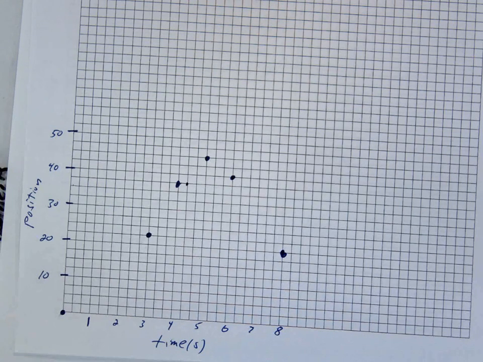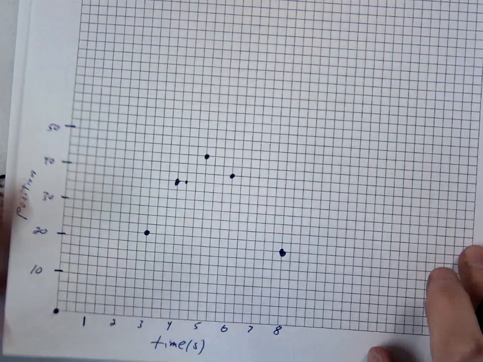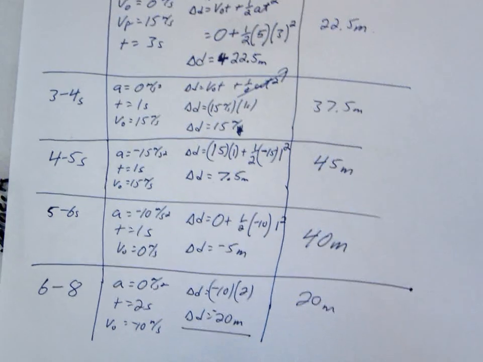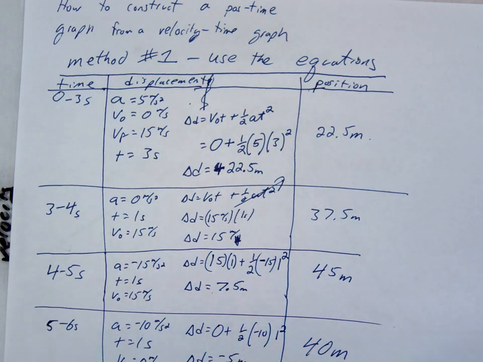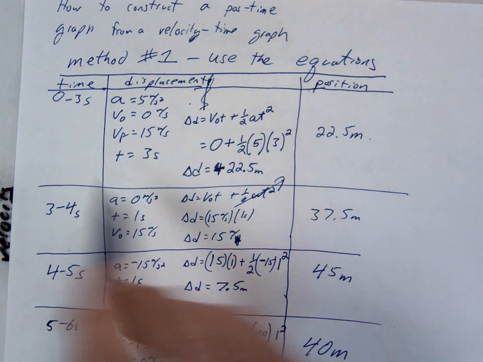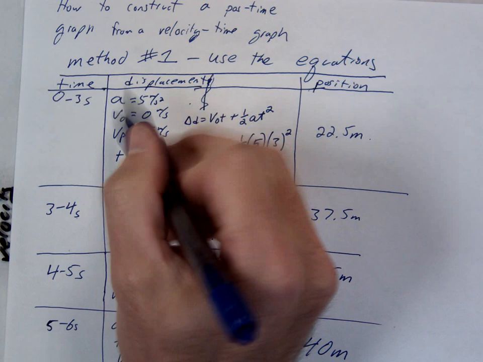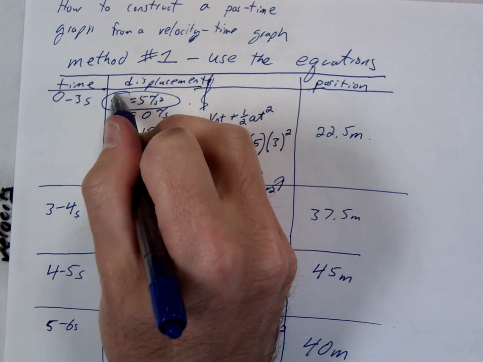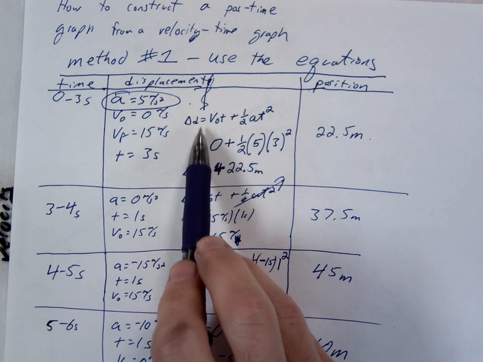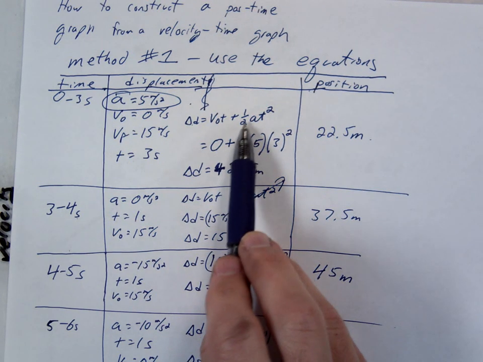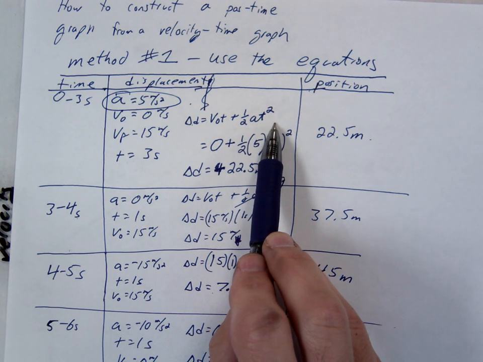Now the next thing, the final thing really, is we have to connect these points together. And we're not going to simply connect the dots. To figure out how we're going to connect them, we are going to look at our accelerations, and at the governing equations that we used. So let's just take the 0 to 3. Notice our acceleration was 5. And when we look at our equation, because this was 0, you're left with delta d equals 1/2 a t squared. So what kind of function is this?